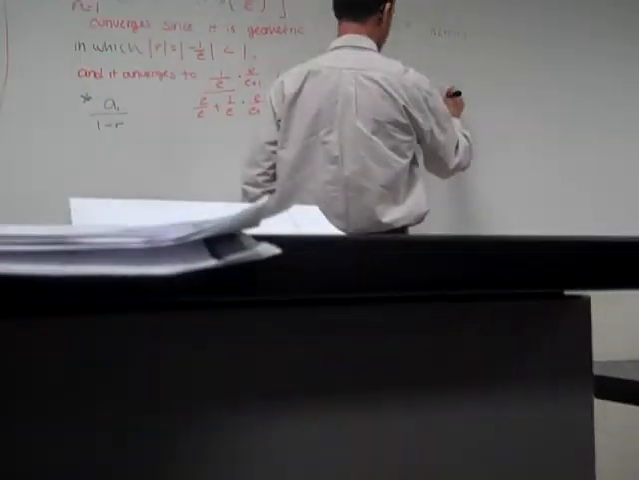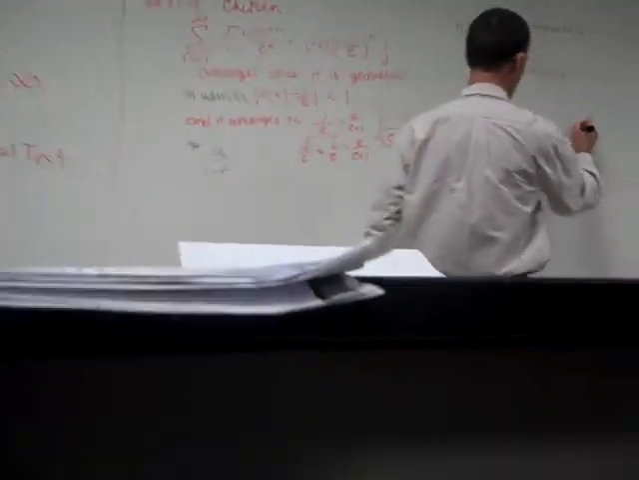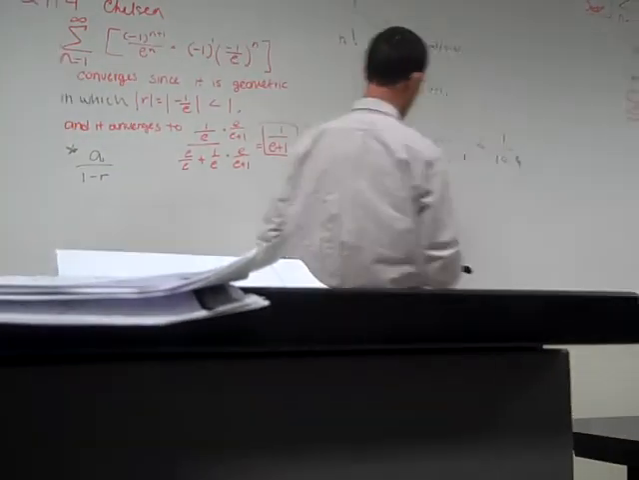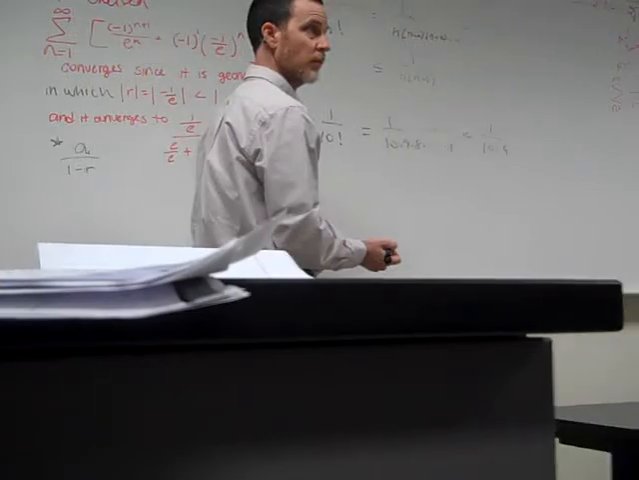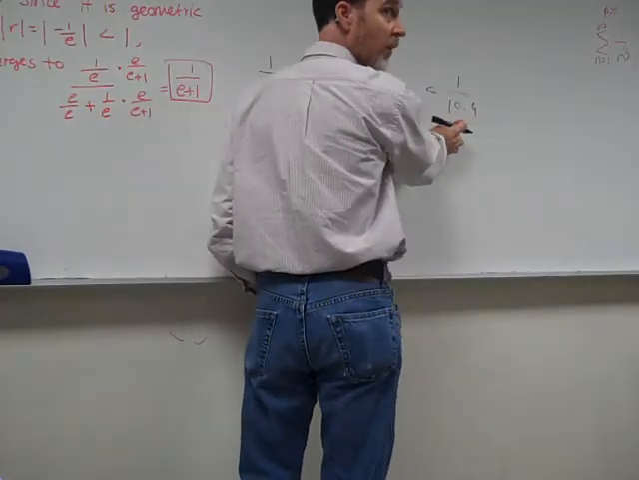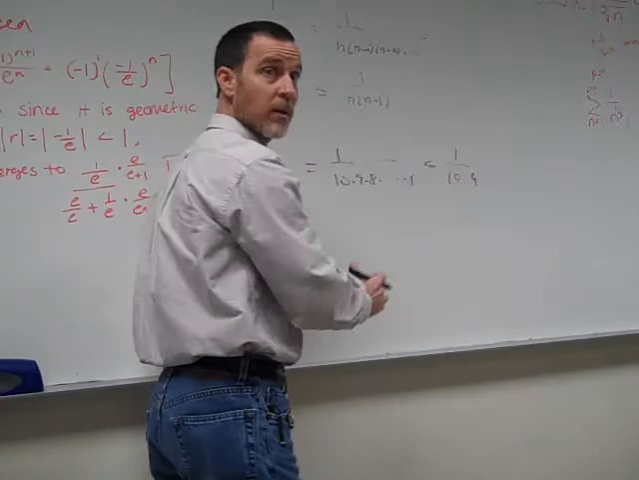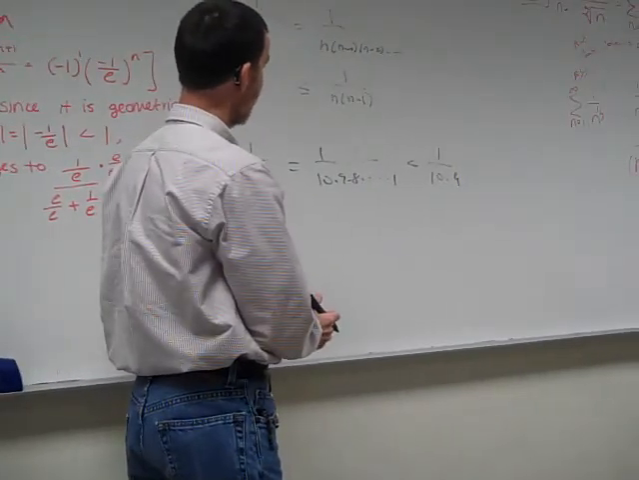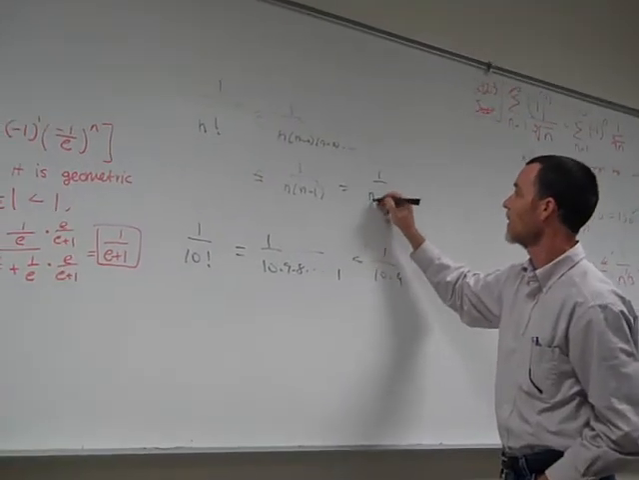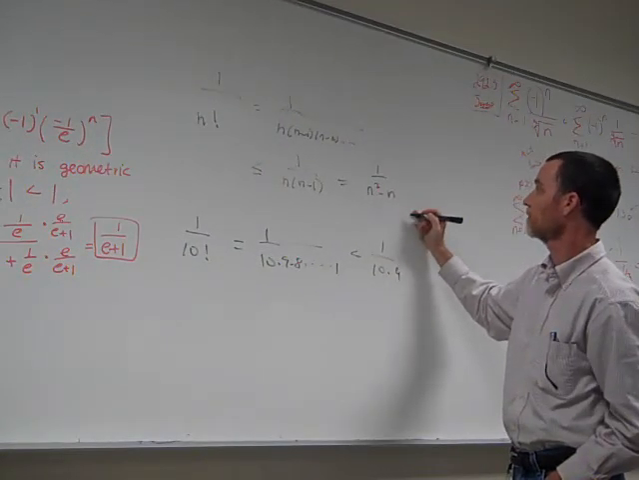Which is 1 over 10 times 9 times 8 times dot dot dot times 1. Is that less than or equal to 1 over 10 times 9, just keeping the first two terms? Yes. Sure, I'm throwing out a whole bunch of the bottom, right? So the bottom is getting smaller, so the whole thing is getting bigger. So that's 1 over n squared minus n.